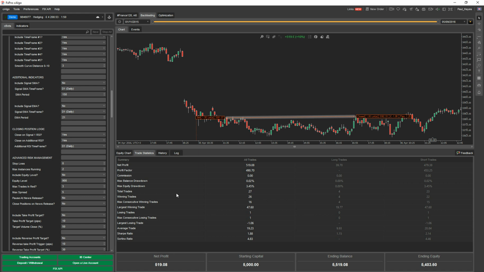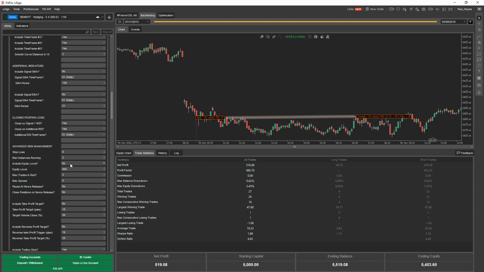1 or 2 running at the same time, because all the time frames have to be aligned. They all have to be the same. So this occurs when it occurs, and then it stops. This cycle doesn't always happen. So this is very useful. Include equity level. This means that it will stop trading if your balance drops below this equity level here.